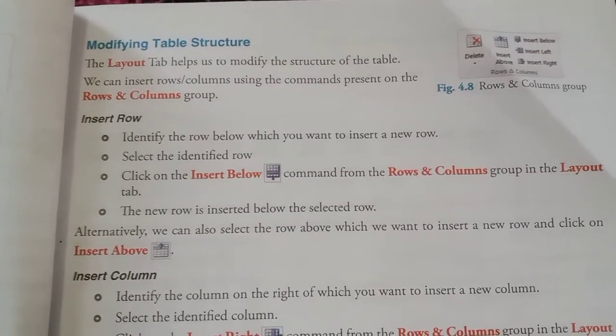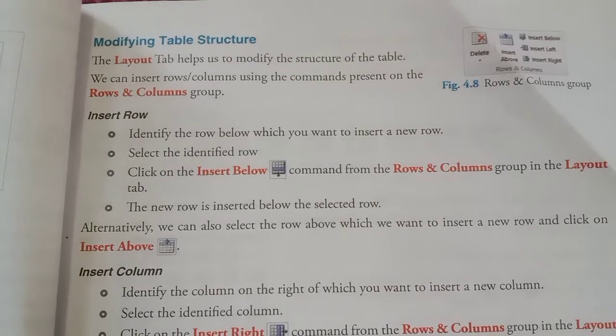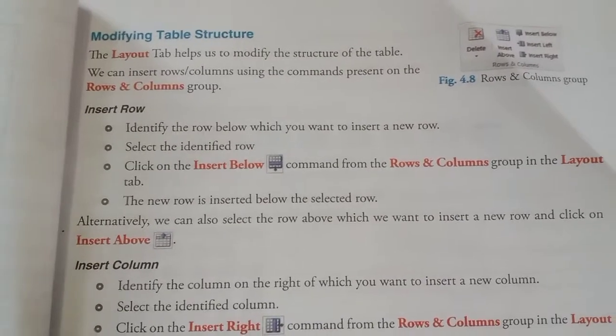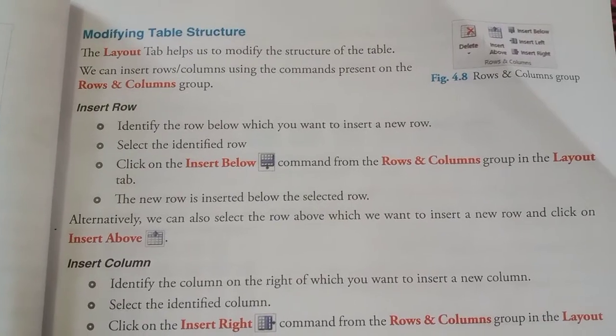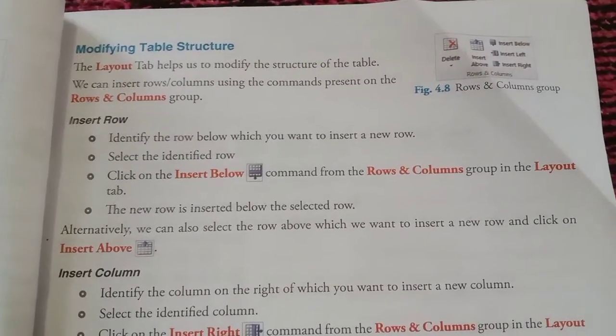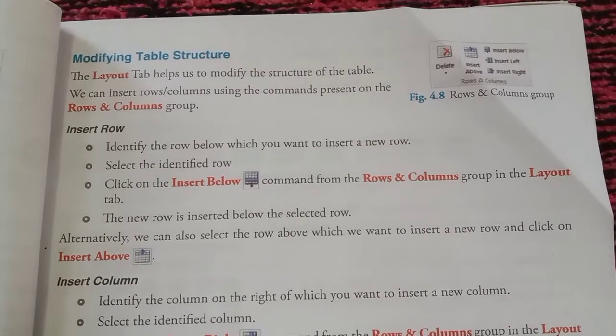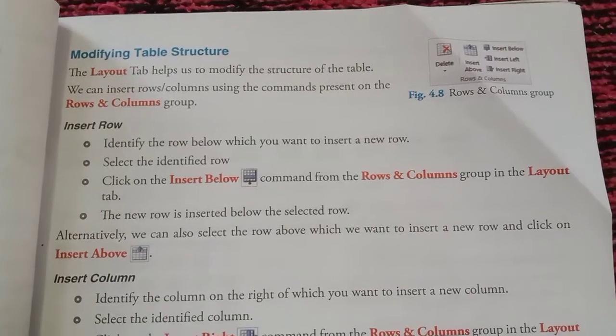These options are displayed in the drop down menu: Delete Column, Delete Row, Delete Table. These options are appearing in front of you. Select the option according to your requirement, whatever you want. You want to delete a column, or a row, or a table. After selecting that, click on OK.